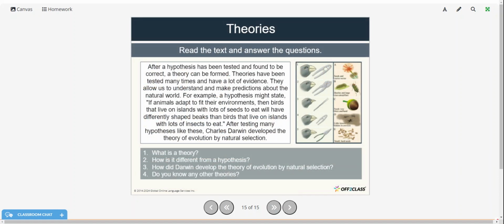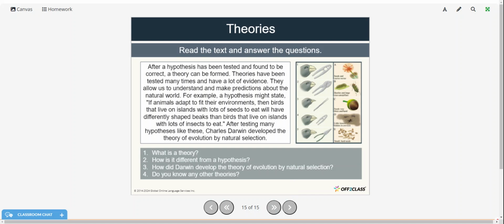All right, now we're going to read this final text about theories and then answer the questions. So, after a hypothesis has been tested and found to be correct, a theory can be formed. Theories have been tested many times and have a lot of evidence. They allow us to understand and make predictions about the natural world. For example, a hypothesis might state if animals adapt to fit their environments, then birds that live on islands with lots of seeds to eat will have differently shaped beaks than birds that live on islands with lots of insects to eat. After testing many hypotheses like these, Charles Darwin developed the theory of evolution by natural selection.